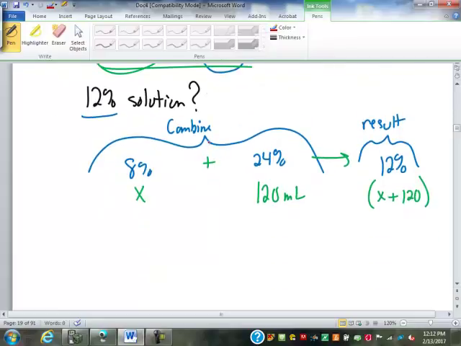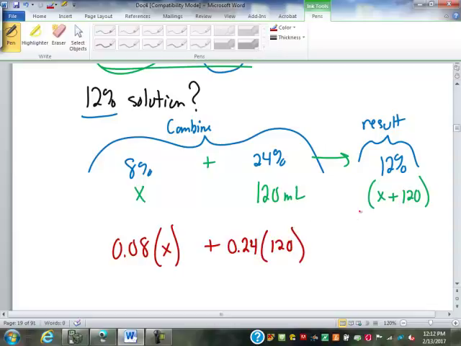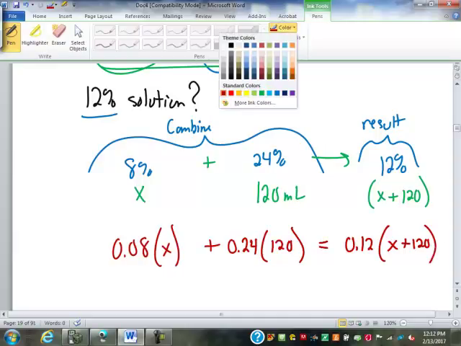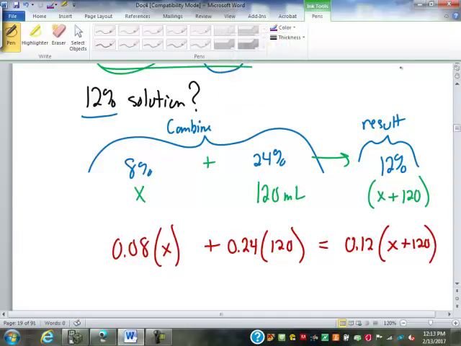So our equation, 8% is 0.08 times the amount of x is the amount of active ingredient in the first solution. For the 24%, it's 0.24 times the amount of 120. That's the amount in the second solution, equals, we want 12%, so that's 0.12 times the amount of x plus 120. So that would be the total active ingredient, which will be the active ingredient in our final solution.